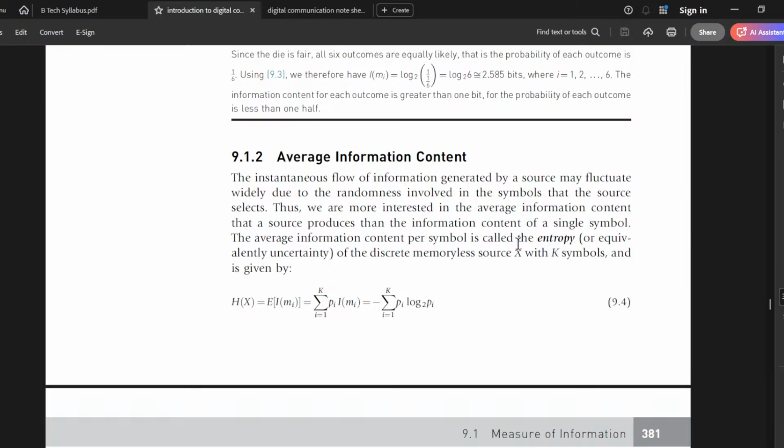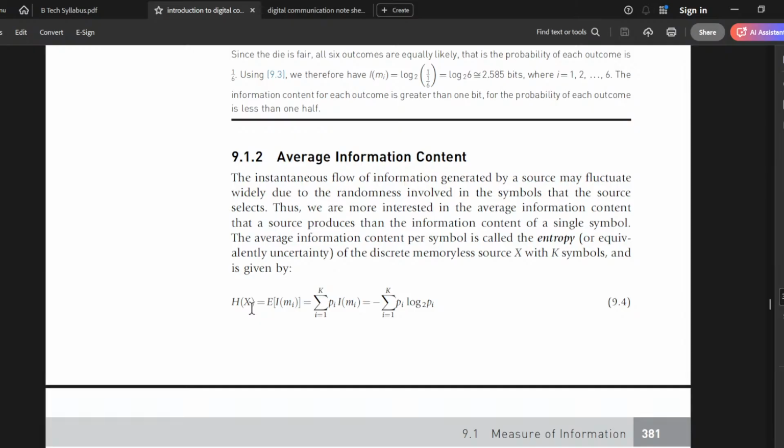it's called entropy or equivalent uncertainty. Heisenberg's uncertainty principle. Okay, for a discrete memoryless source X with K symbols, the entropy is H(X) equals the entropy of the information, which is the average sum of probability into information I_k.